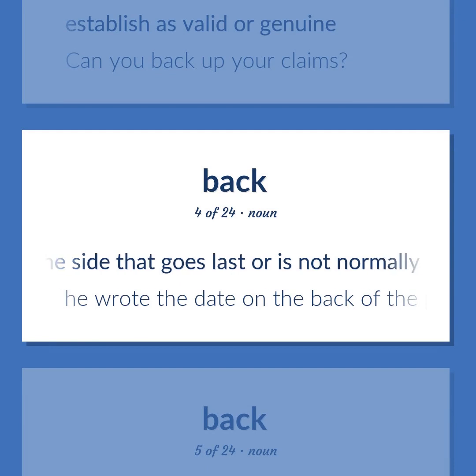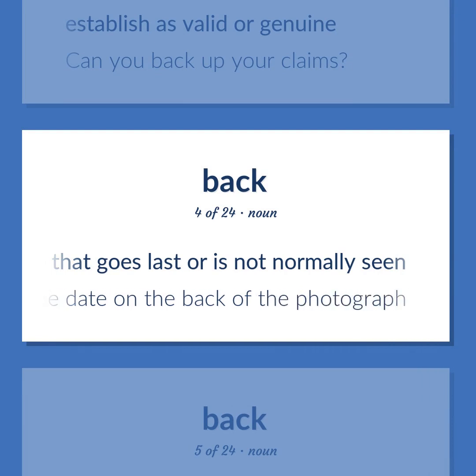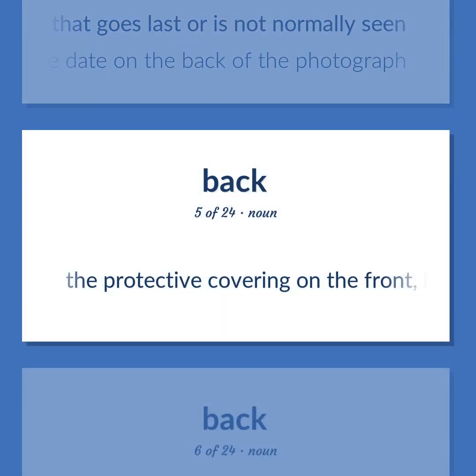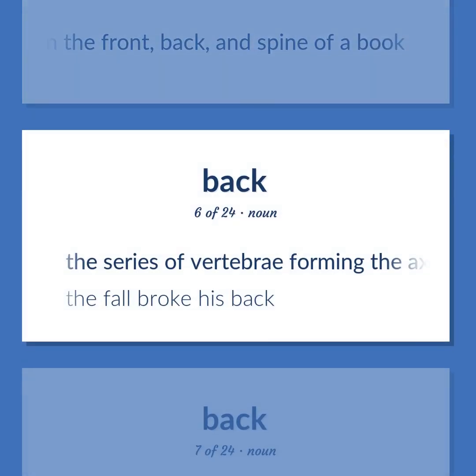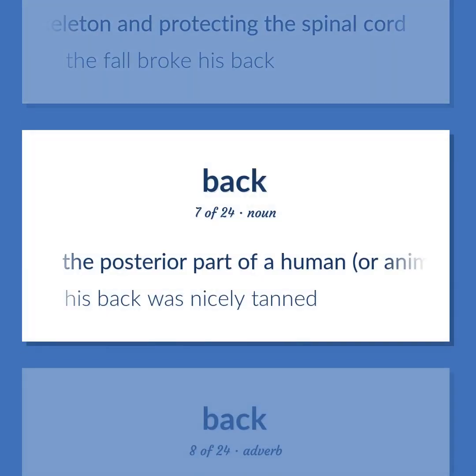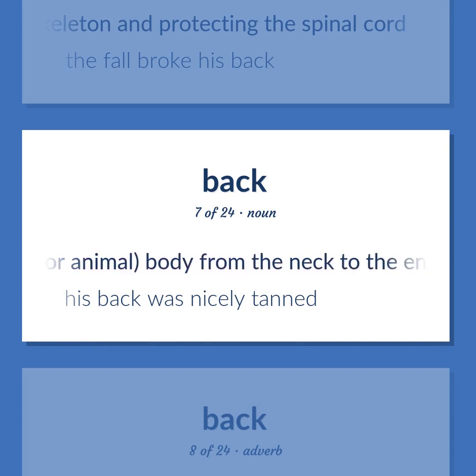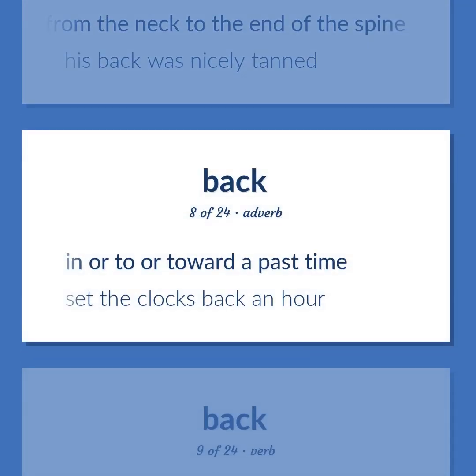The side that goes last or is not normally seen. He wrote the date on the back of the photograph. The protective covering on the front, back, and spine of a book. The series of vertebrae forming the axis of the skeleton and protecting the spinal cord. The fall broke his back. The posterior part of a human, or animal, body from the neck to the end of the spine. His back was nicely tanned. In or to or toward a pastime. Set the clocks back an hour.